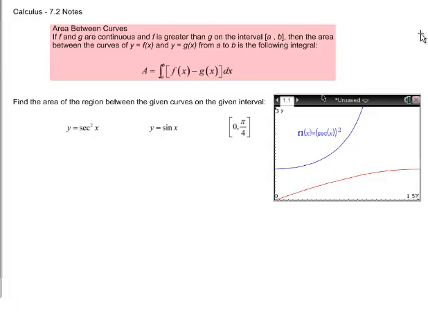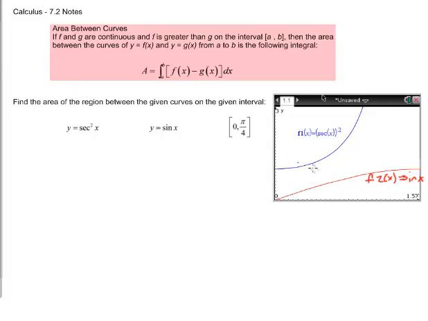So we're looking at these two functions right here, secant squared x and sine x. And when we're looking at these, I'm just going to label this guy over here. This is y equals f2 of x, and this one is sine x. Okay, so what we're going to do is look at these two functions and find the area in between the curves.